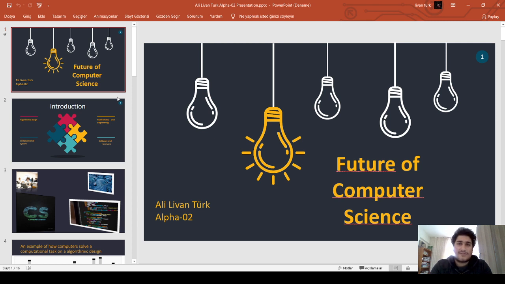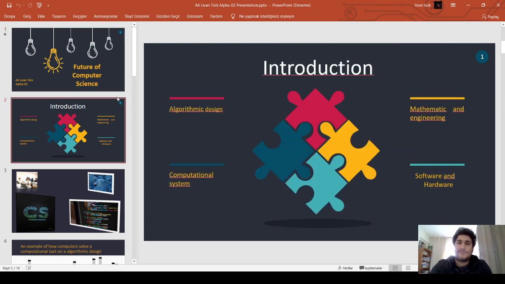Before we start talking about its future, we better start with what computer science is and what skills you need for computer science. Introduction. What is computer science? Computer science is the study of computers and computing, including their theoretical and algorithmic foundations and their uses for processing information. This is the basic definition of computer science.